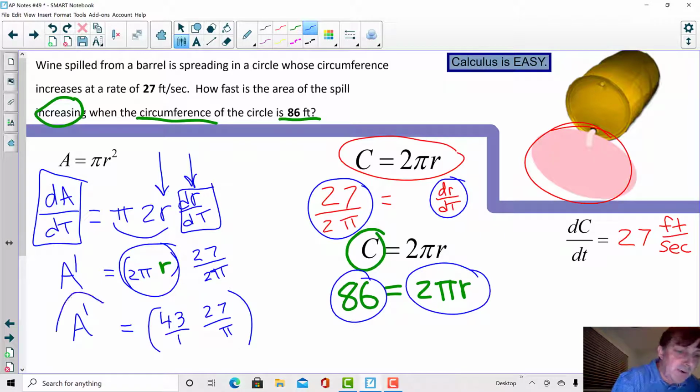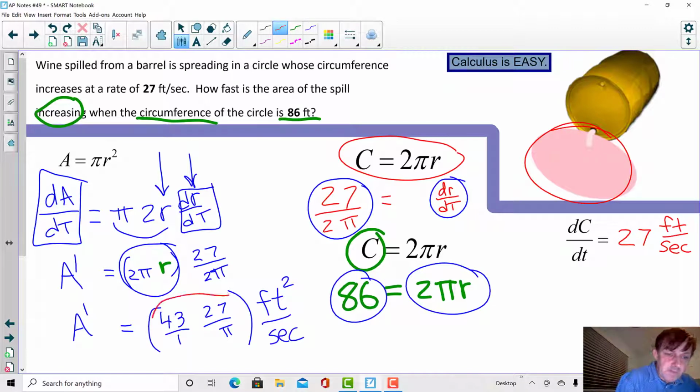Remember, this is a prime, so it's the rate that the area is changing. So it's going to be an amount per time, but the amount is going to be an area. So area is always square units. This one is feet, so we're going to say square feet. And the time is seconds, so we're going to say per second.